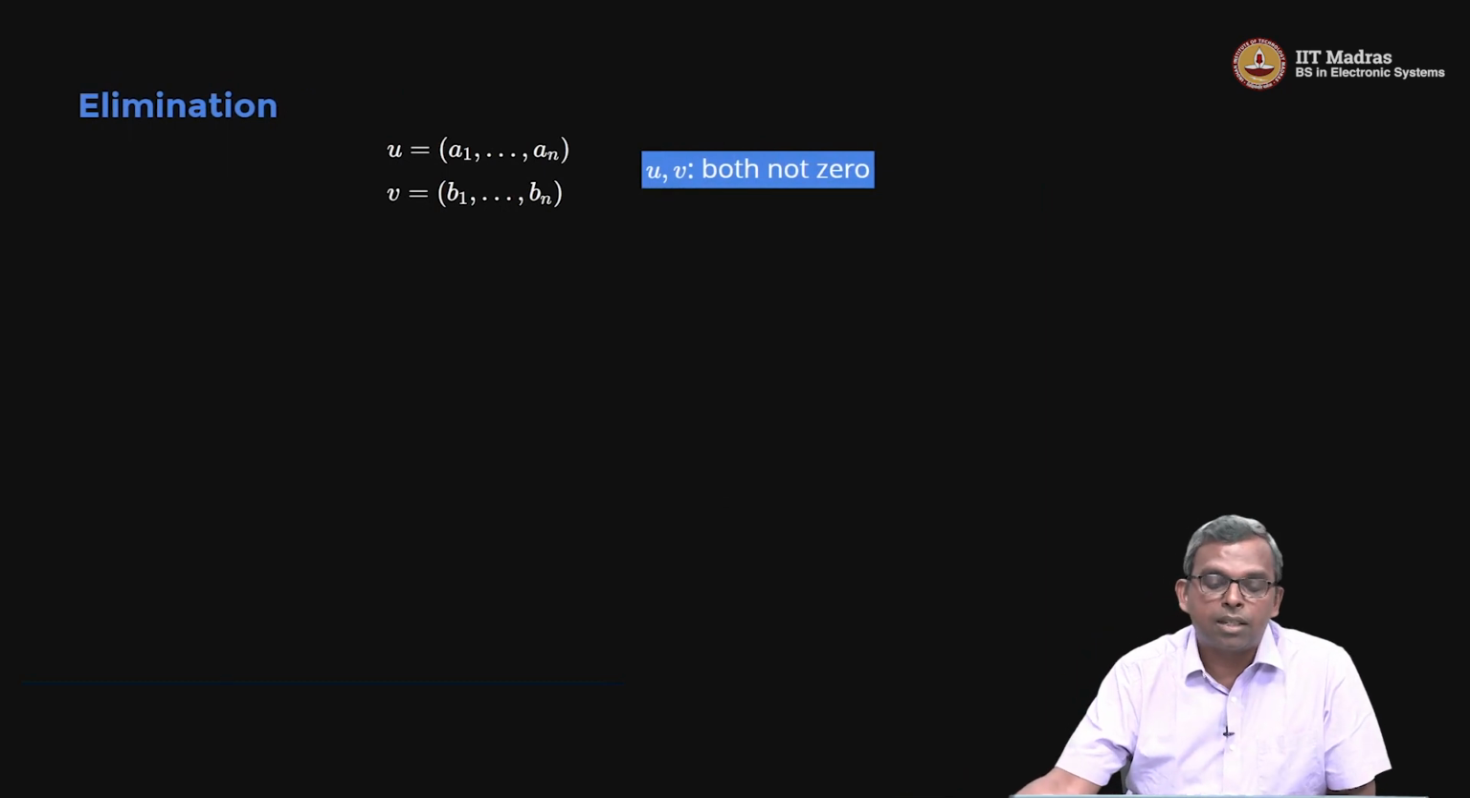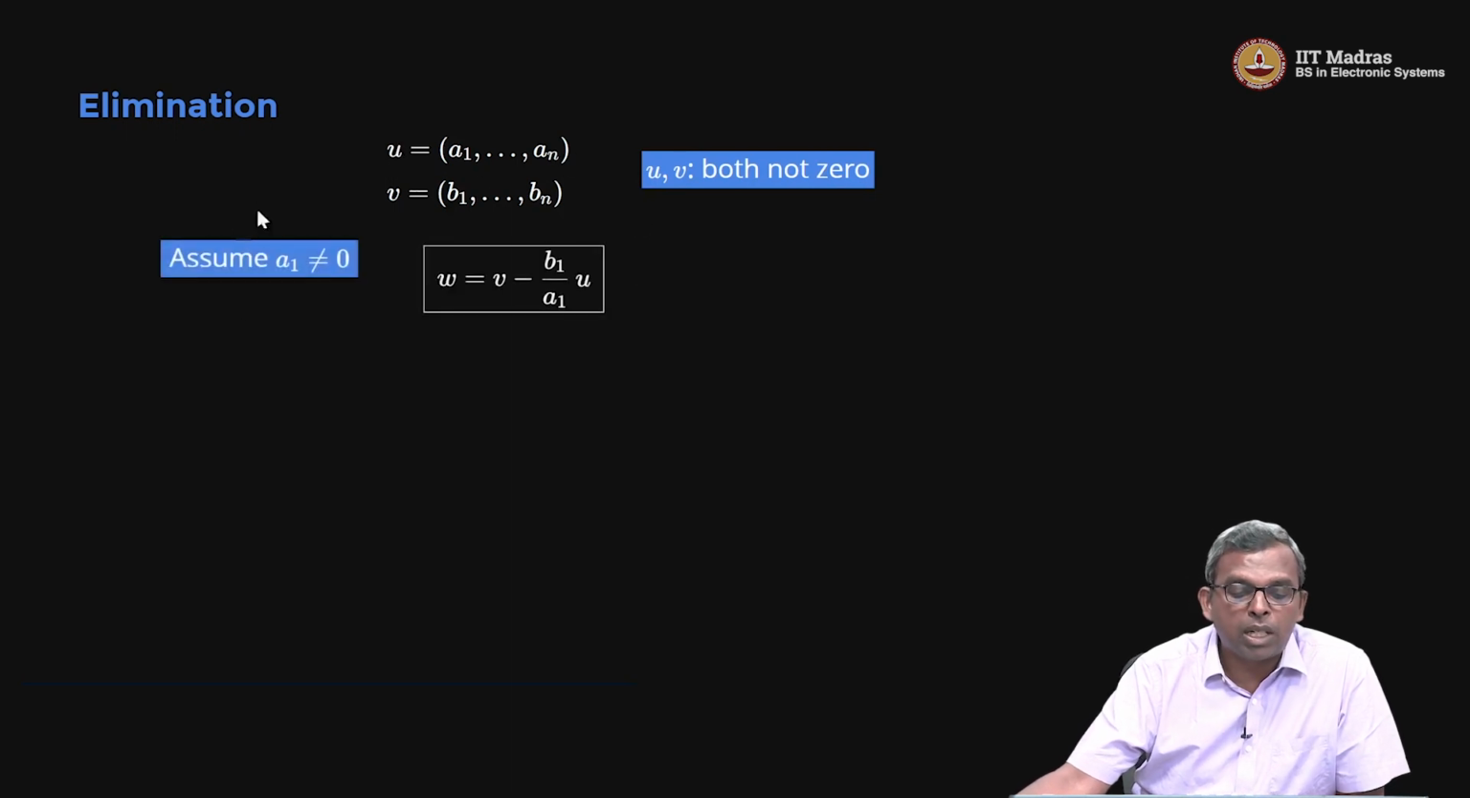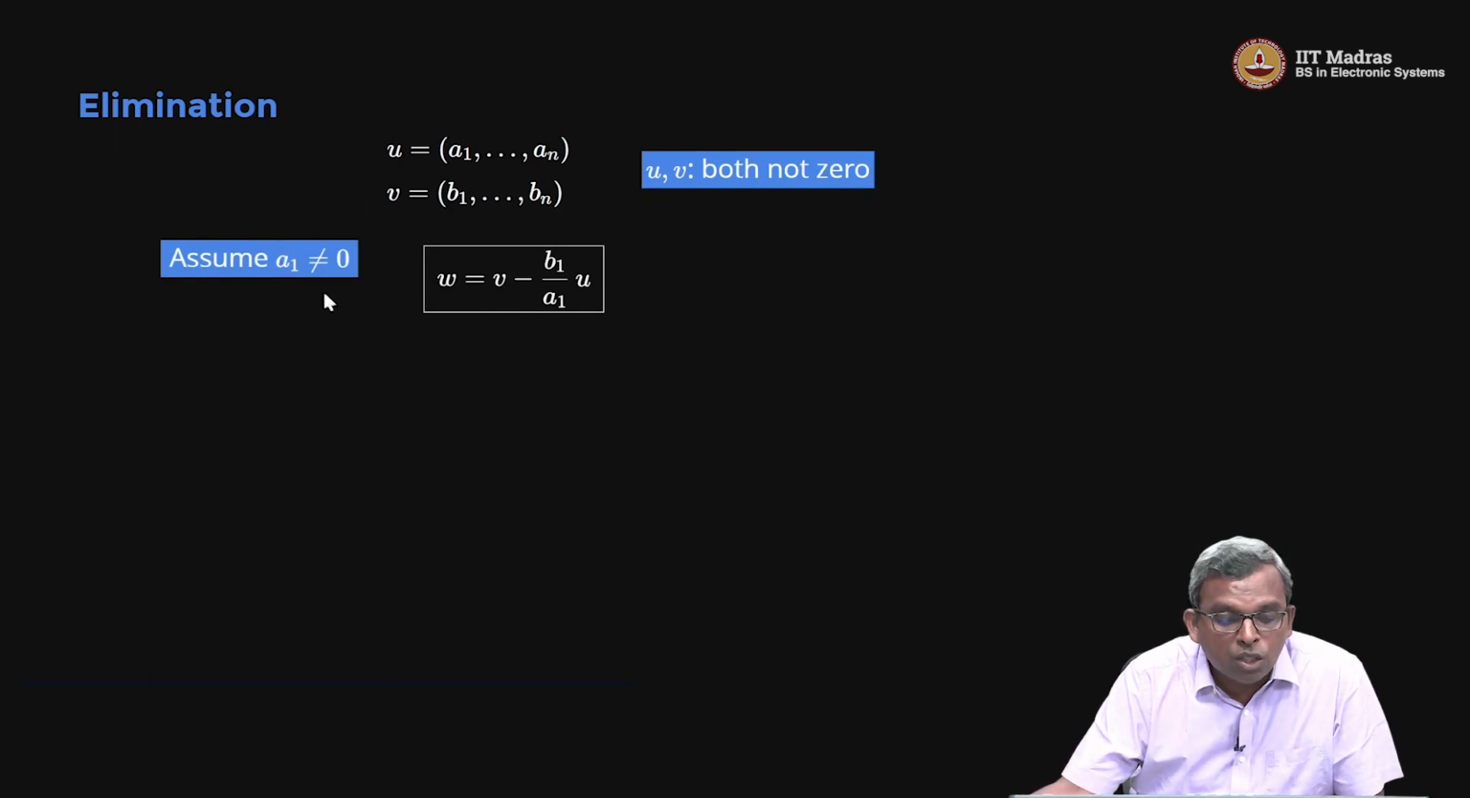Okay, so it turns out there is a very simple and elegant process called elimination, which will help us determine linear independence or dependence. Here again we'll assume u, v are both not 0, and u is this vector, v is this vector. I'm going to further assume a1 is not 0. We'll come back and relax this assumption later. For now we assume a1 is not 0. When a1 is not 0, I'm going to do a very clever trick: instead of v, I'm going to consider this new vector w. What is this new vector w?